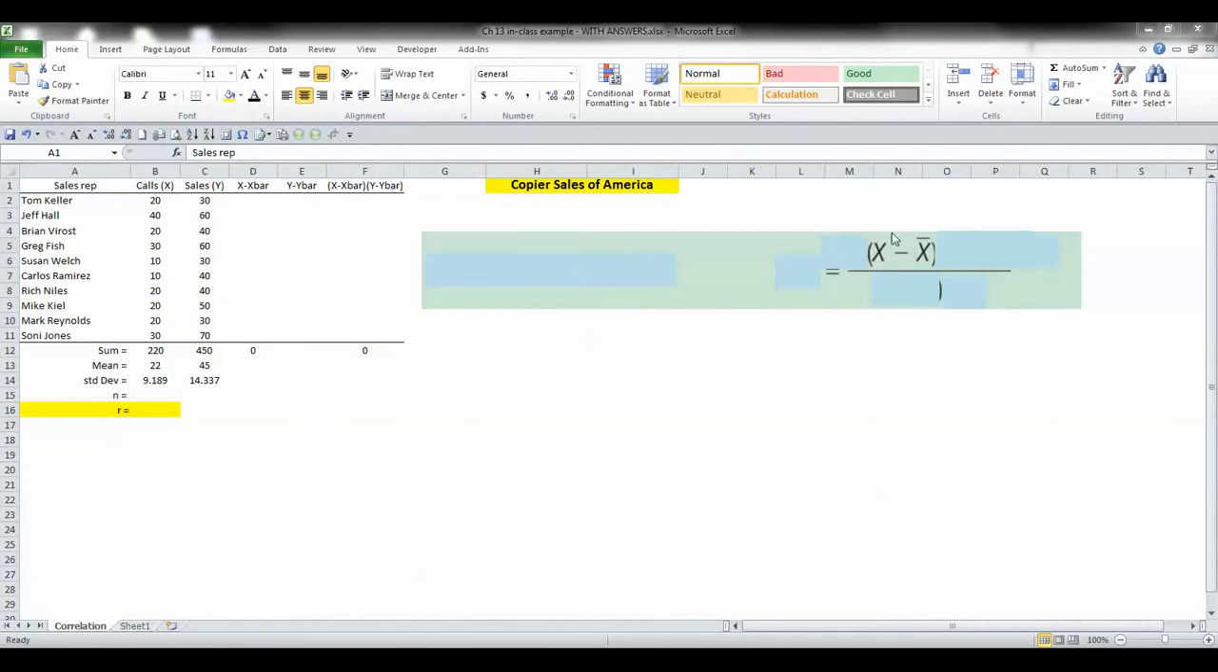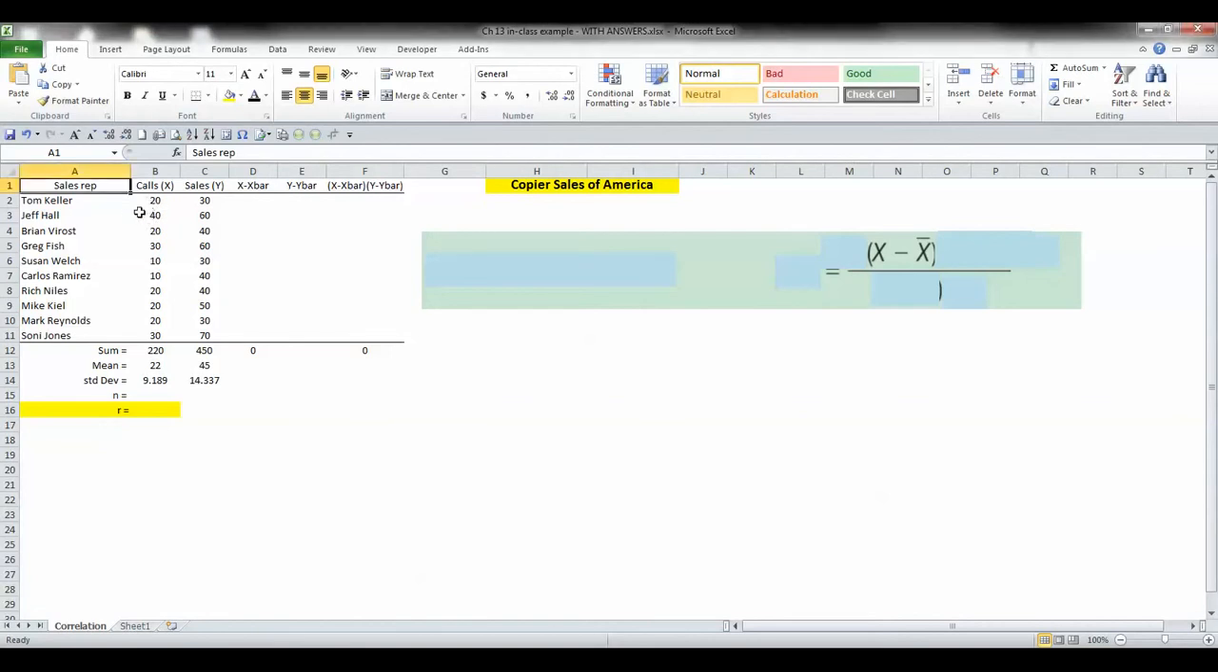So first of all, we have over here x minus x bar. And if you remember way back when we were doing standard deviation and variance, we know that x minus x bar is the deviation. So we are looking for the deviation between the x value and the mean of all the x values. In this case, we have copier sales of America data, the number of calls made and the number of sales made. So what we're looking at is how are these two related, if at all.